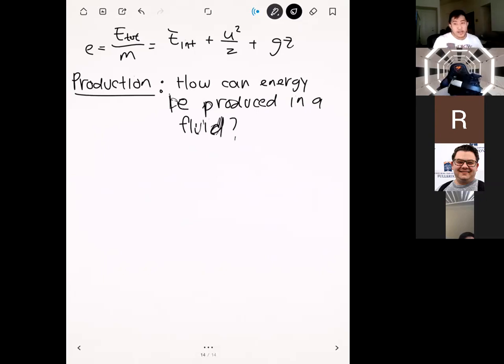So while it's true that energy can't be created or destroyed, we can take energy from somewhere else and actually put that into the fluid. And so we're going to have energy in two different forms here. Here's our expression for the production. And so this is going to be equal to two different things.